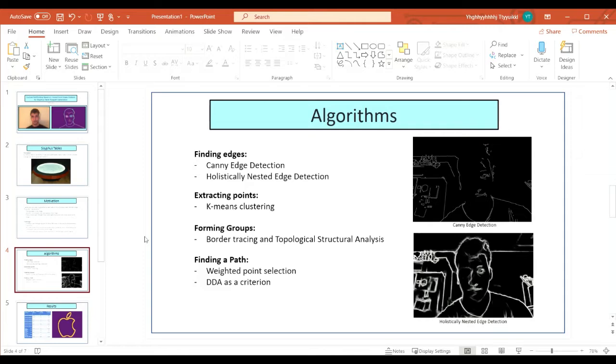So for extracting the points from these edges, I'm going to use k-means clustering, which can distribute some centroids over a set of data points. For me, the data points are just going to be all the pixels in my image that are brighter than a given value. To form groups among these centroids, I can use border tracing and structural analysis, and then to find a path, I came up with my own weighted point selection algorithm.